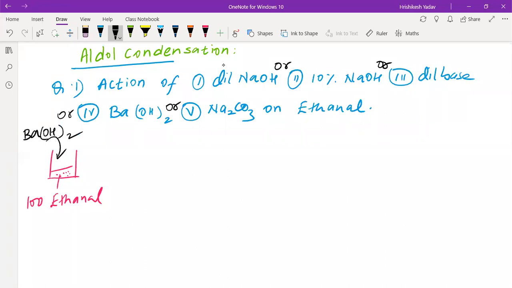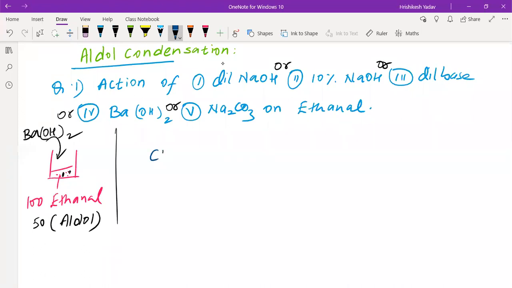then what happens is the molecules of ethanol, they add up, and after adding 100 molecules they convert into 50, and that 50 molecules are now known as aldol. So here 2 molecules of ethanol add up and form 1 molecule of aldol, and this all happens in presence of the 5 reagents which are given. Now we'll see the actual reaction.